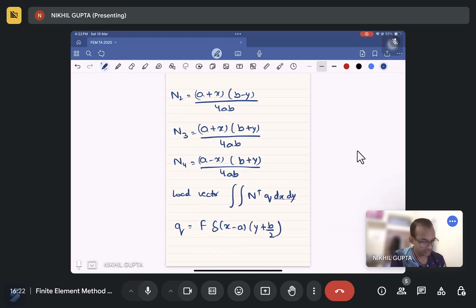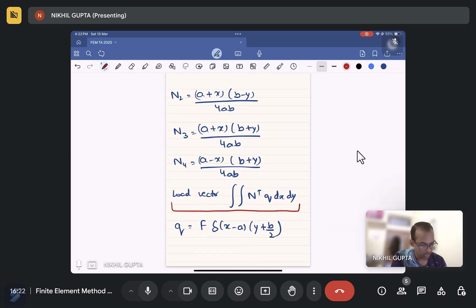Is it clear with everyone, this step? I can repeat this if needed. Can you repeat this one? You had explained this before, but again, okay. So you know this load vector formulation. This is clear. Yeah, this I know.